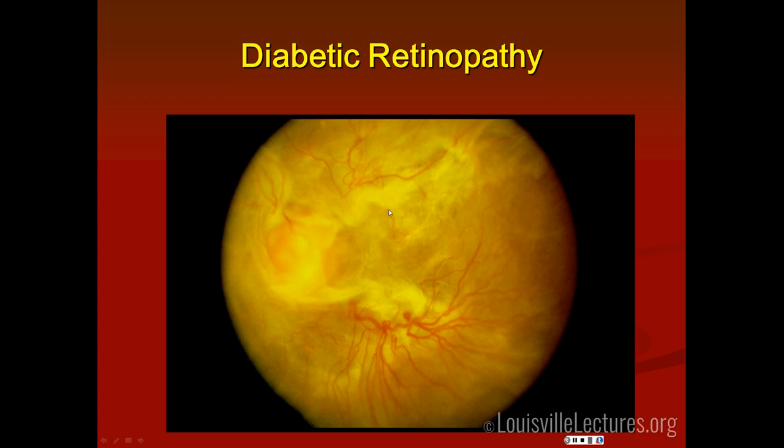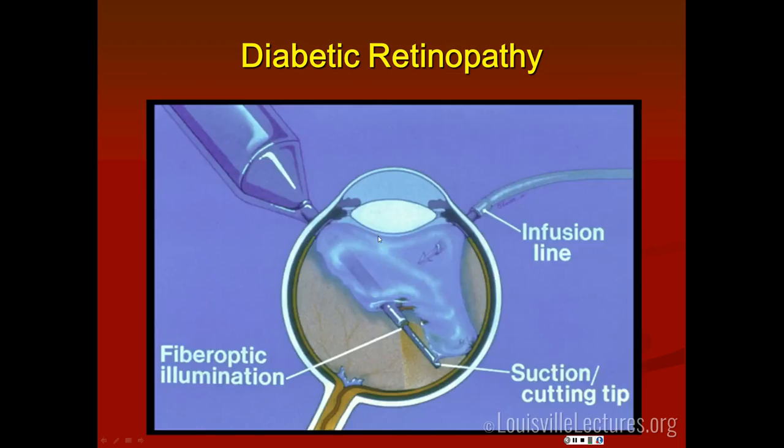So someone like this would need surgery. Laser wouldn't do anything at this point, and the surgery they'd probably have to get would be a vitrectomy. So this is just a photo of what a vitrectomy kind of is.